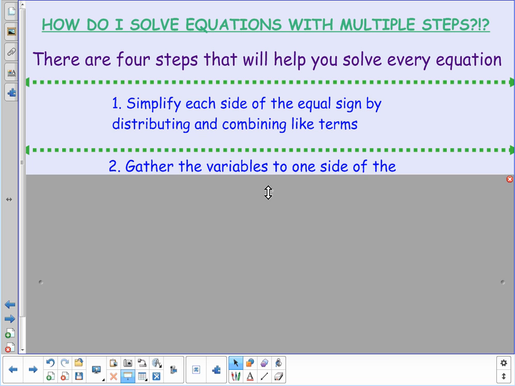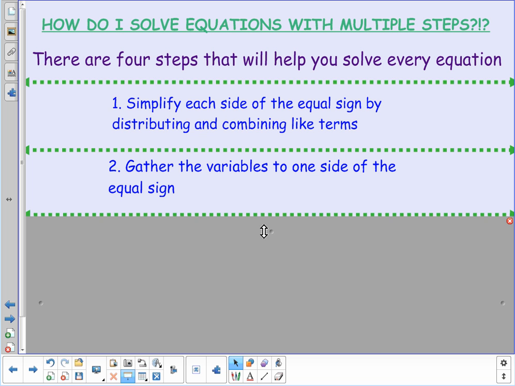The second step is to gather the variables to one side of the equal sign. So I'm going to make sure that if I see x on both sides, that I'm going to subtract one or add one over to the other side, depending on how I would cancel that. So I want to make sure my variables are on the same side, on one side of the equal sign.